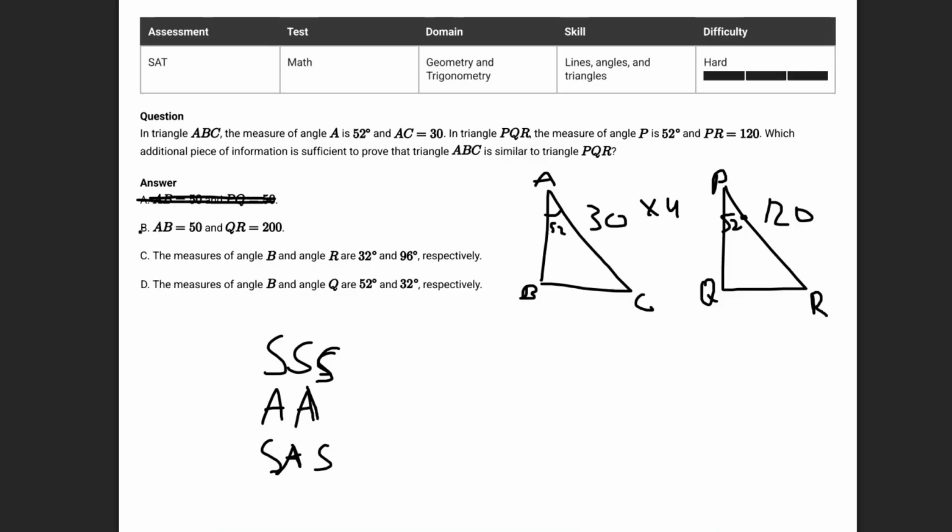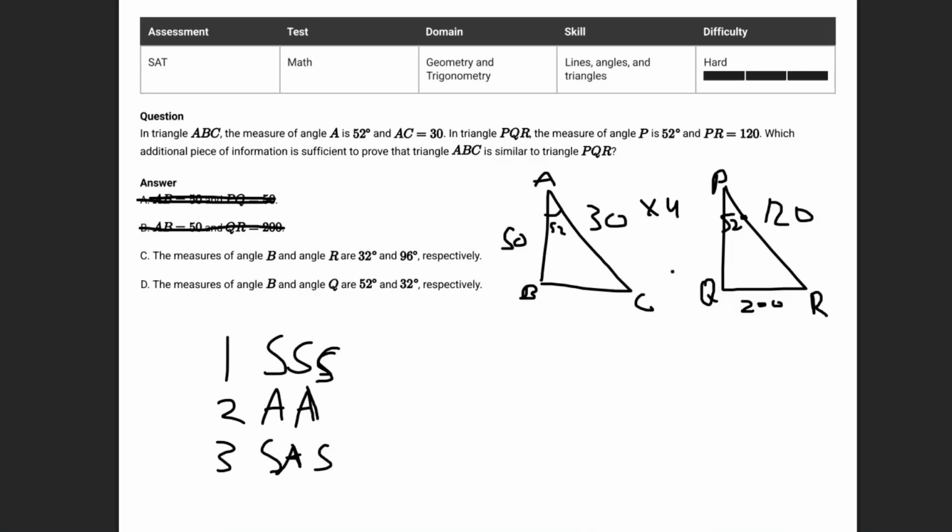That can't work. B says AB is 50 and QR is 200. This also doesn't work, because while it does follow the times 4, it's not one of these 3 things I just mentioned. Look, this is side angle side, because these are 2 sides and it's the angle between. But if it was, let's say, PQ, then it would work. But the side it's giving us right here doesn't mean it's necessarily true, right? So you can't use this one either.